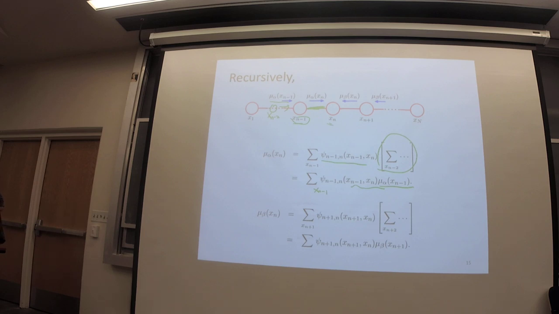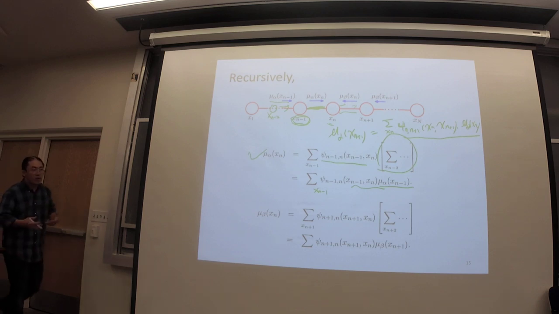So now, if I want to calculate the message from xn to xn plus 1, how can I do that? Just follow this template, right? Mu alpha xn plus 1 equals, you do the summation over xn, and you multiply the potential function, which is defined here, so this is psi of xn and xn plus 1, by the message which passes from xn minus 1 to xn, which is mu alpha xn. Sum this product over xn, and you get the message from xn to xn plus 1.